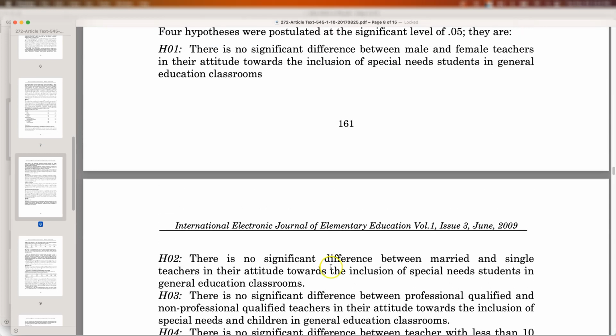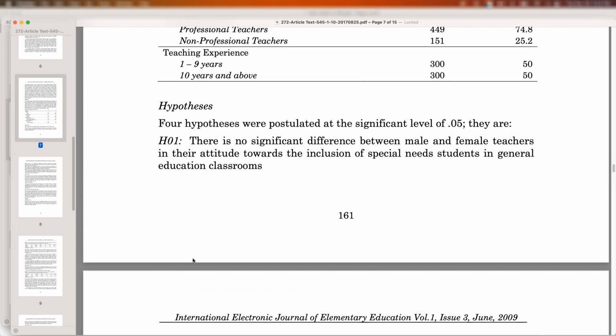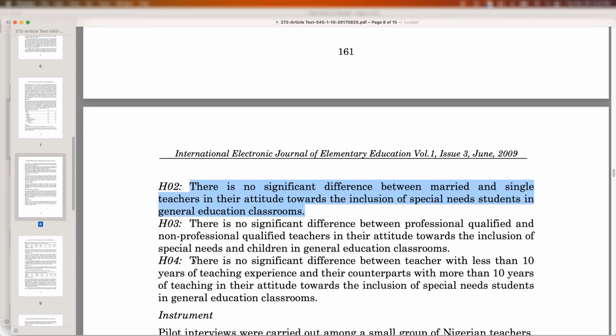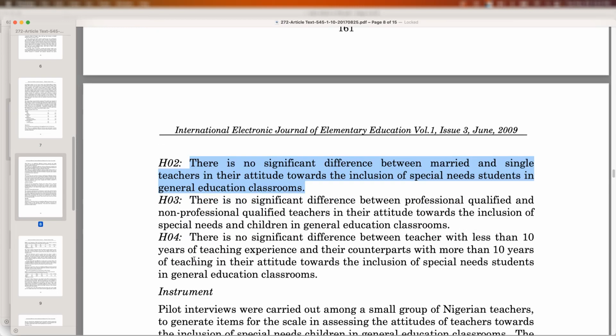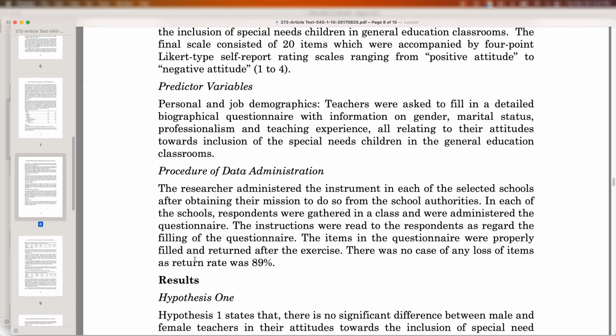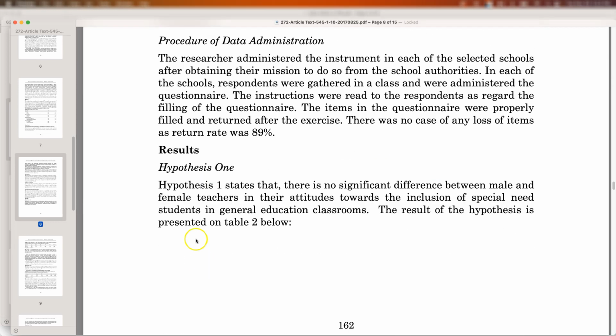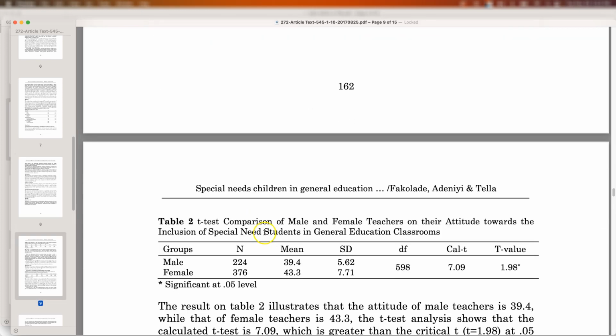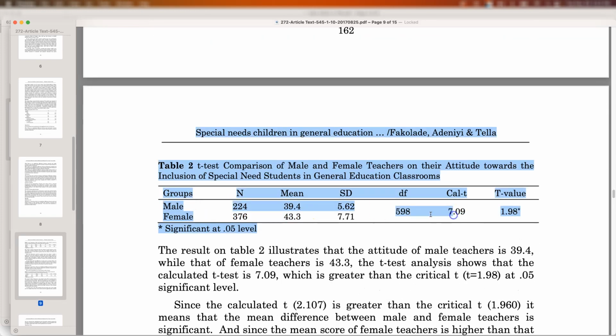All right, so they've listed out the hypotheses that they were testing. You can see they want to see whether married and single teachers had different attitudes. And okay, that's great. Their hypotheses were that there were not significant differences. Let's see what they found out. They have their first hypothesis, and then the results: the spread of responses, the difference, the degrees of freedom, that's what DF stands for, and then their t-values.